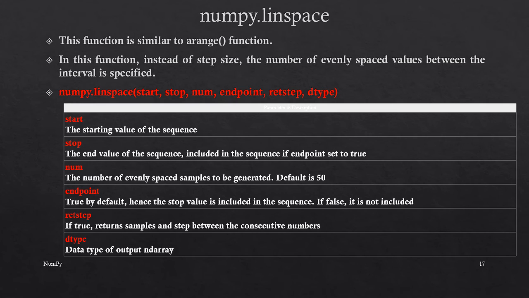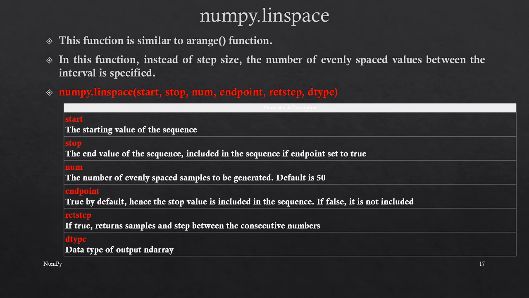Start, starting value of the sequence. Stop, the end value of the sequence. But here the end value will be included if the fourth parameter, endpoint, is set to true. Num, number of evenly spaced samples to be generated. By default its value is 50. Endpoint by default is true. If true, the stop value will be included in the sequence. If endpoint is set to false, it is not included.